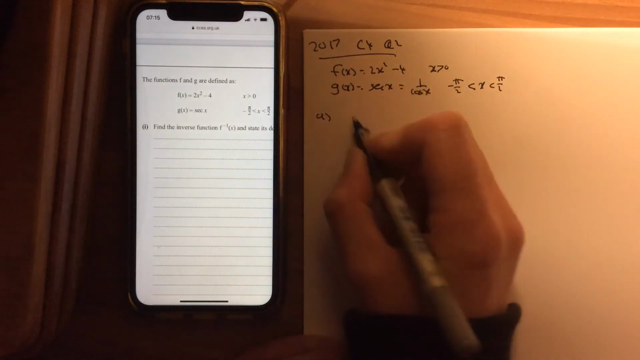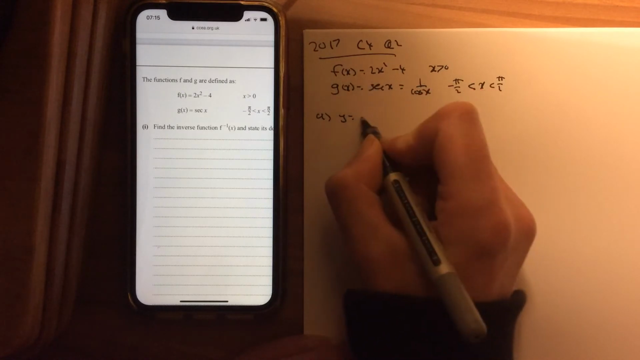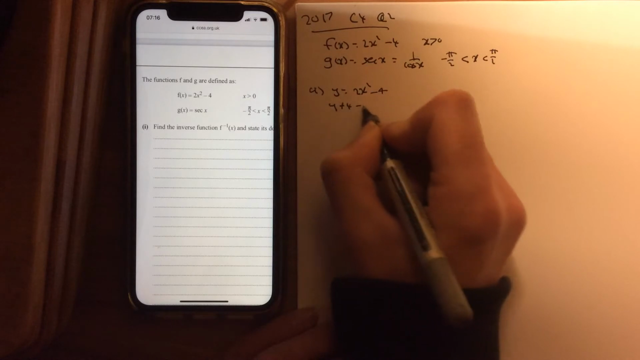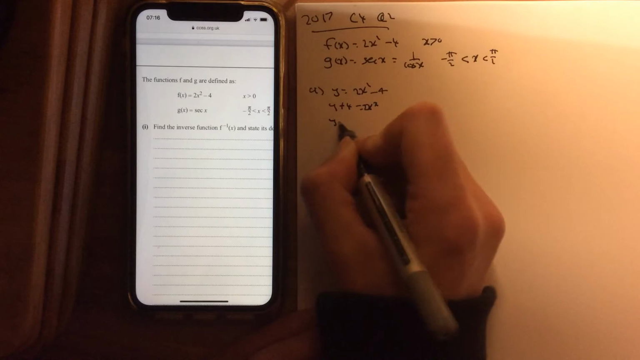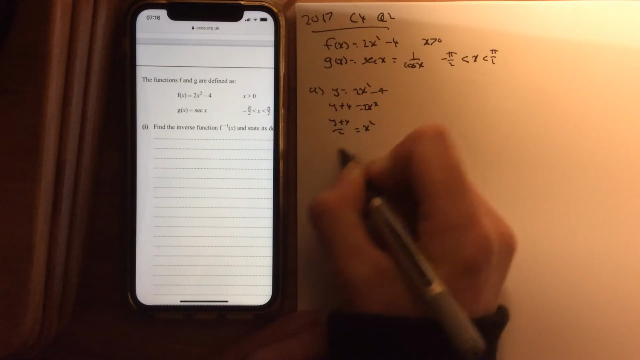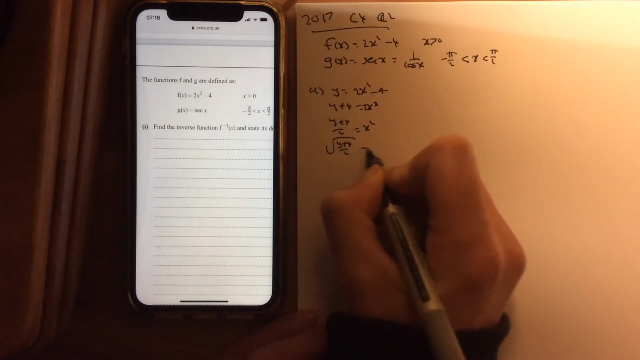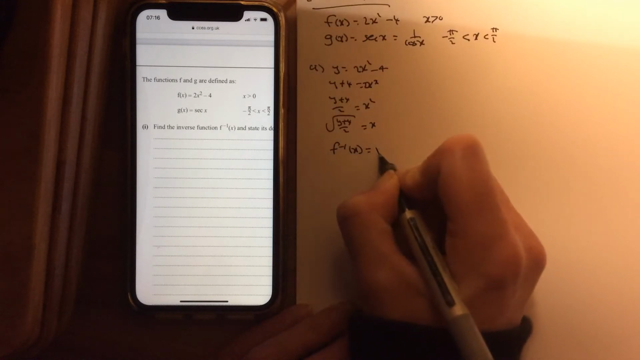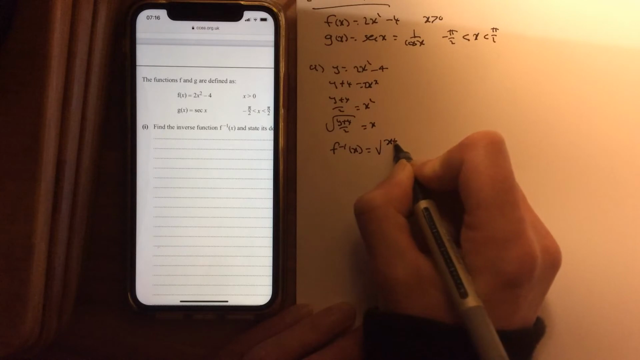So part 1, find the inverse function of f. So set y equals your f function. Rearrange it to get x equals, and bring your 2 over, divide, and then just do the positive square root. And at the end, make sure you replace x with f minus 1 and you replace y with x.